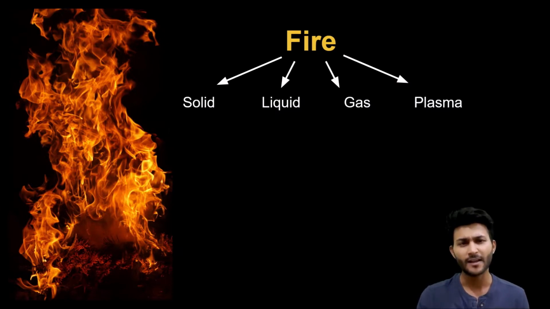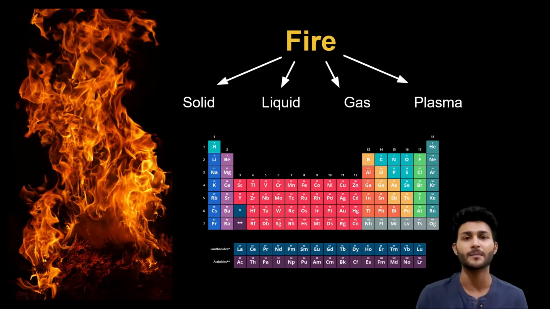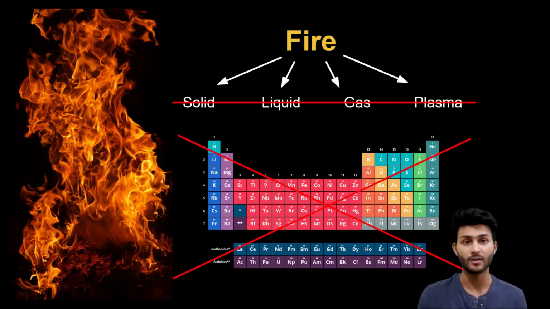So can fire also be said to be formed out of some chemical elements in the periodic table? Or is it none of them, and there's a new theory for this altogether? In this video, we're going to get the answer for this. So let's check that out.